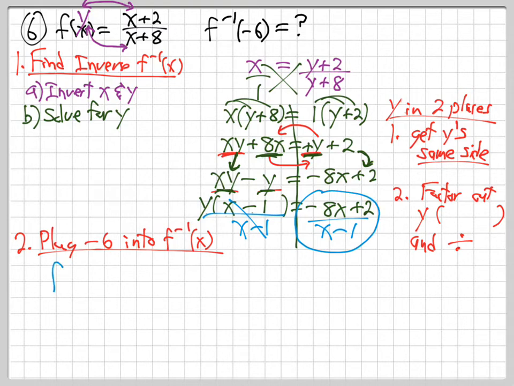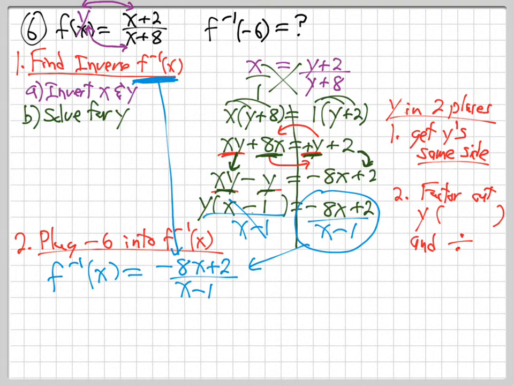Now we bring it down here. So the inverse function is minus 8x plus 2 over x minus 1. That's the inverse function. That was all that work to find the inverse function. Now we've got it. So now what do we do? Last step on this problem. Normally we stop here. You got the inverse function, game over, done.